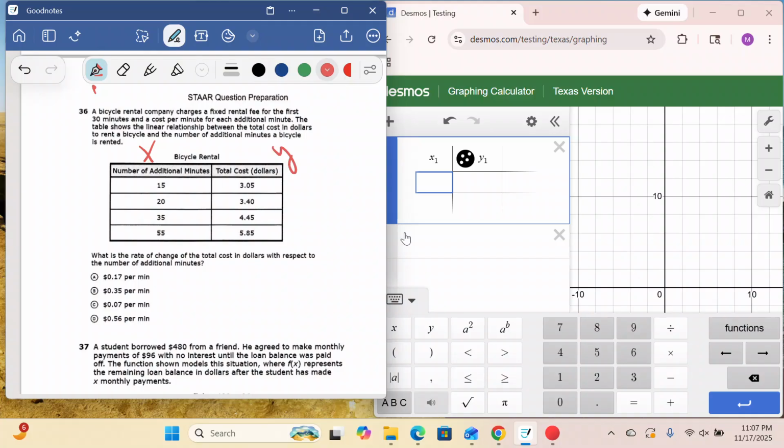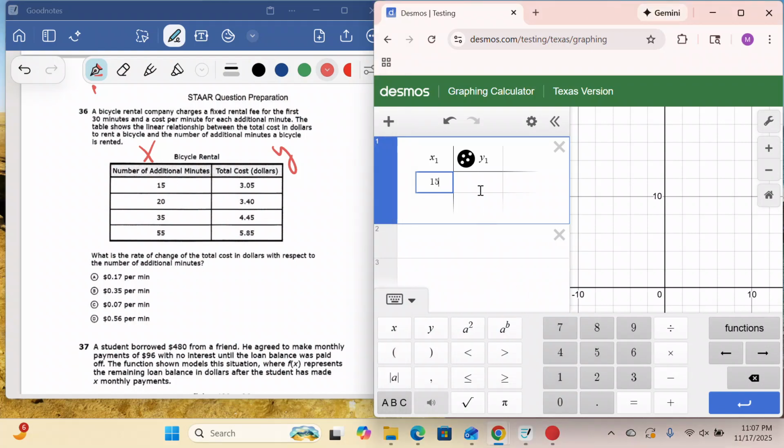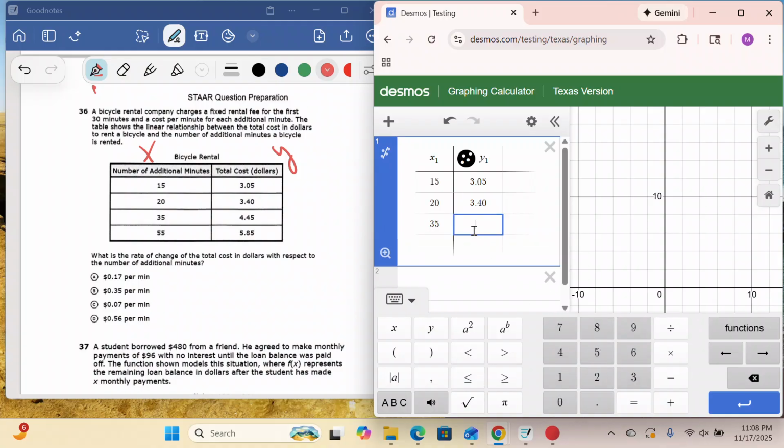So all I do is input this into Desmos. 15, Y is $3.05. Now it's just a matter of inputting them. 20, $3.40. 35, $4.45. And 55, $5.85.